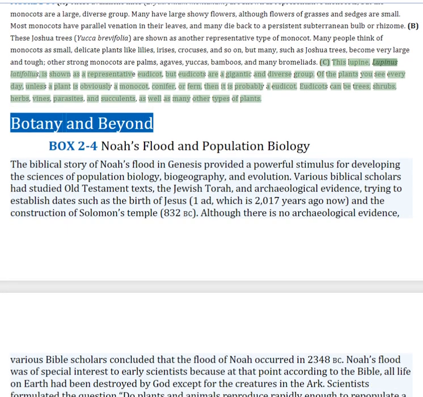This lupin, Lupinus latifolius, is shown as a representative eudicot, but eudicots are a gigantic and diverse group. Of the plants you see every day, unless a plant is obviously a monocot, conifer, or fern, then it is probably a eudicot. Eudicots can be trees, shrubs, herbs, vines, parasites, and succulents, as well as many other types of plants.